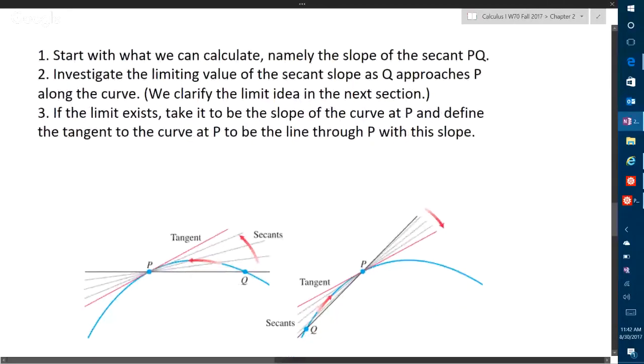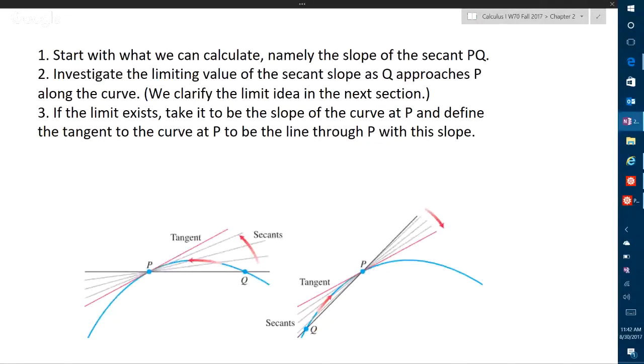So that number 3, it kind of pretty much summarizes it. If the limit exists, take it to be the slope of the curve at P and define the tangent to the curve at P to be the line through P with this slope. So if the limit does exist, then take it to be the slope of the curve at P. So this would be the slope of the curve at P. And we'll define that to be the tangent line.